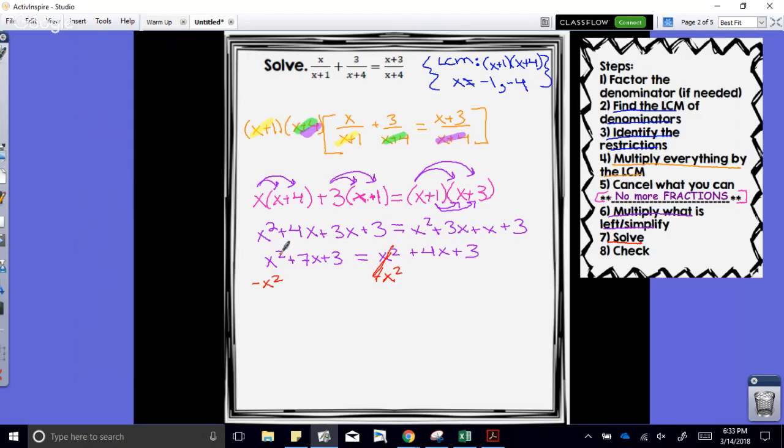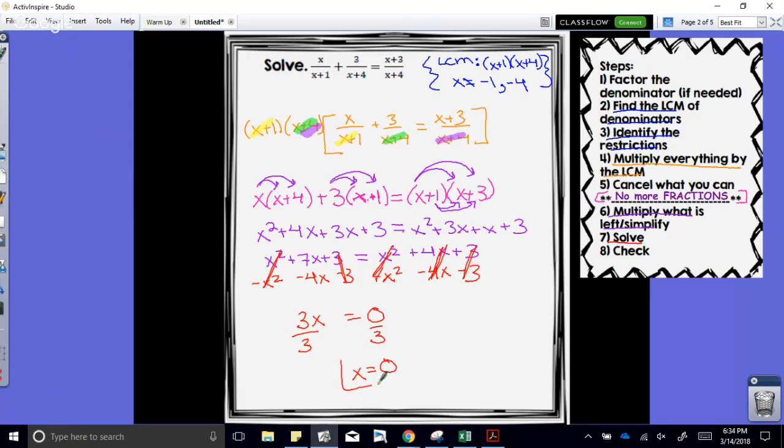And both of those x squares are going to cancel. I'm then going to subtract 4x from both sides. And 7x minus 4x becomes 3x. So those are gone. I'm going to then subtract 3 from both sides. And again, it just so happens that on both sides they cancel. So I have 3x equals, if everything cancels, then we have equals 0. So my final step here is divide by 3, and 0 divided by 3 tells me that x is equal to 0.